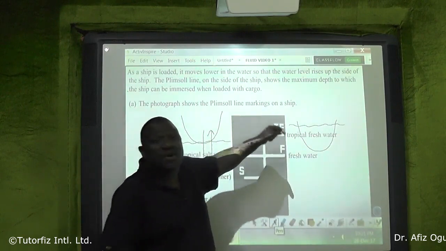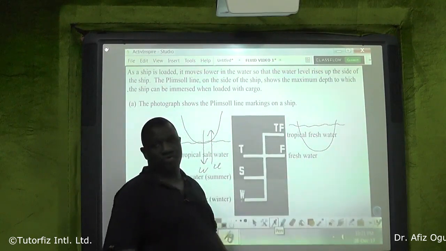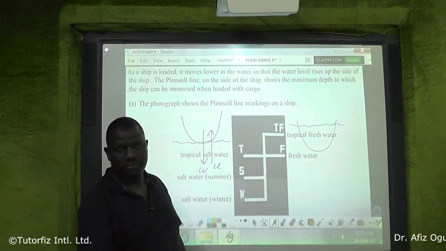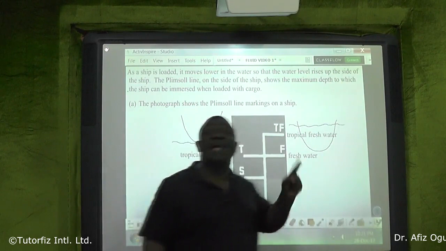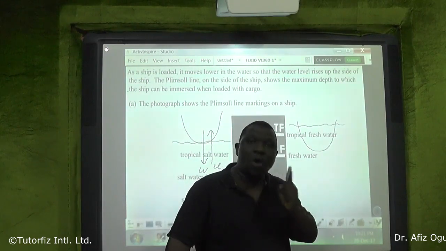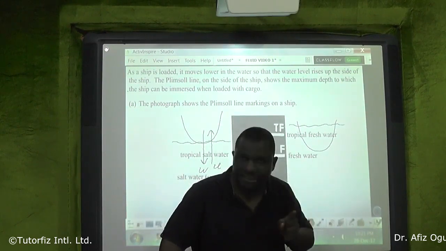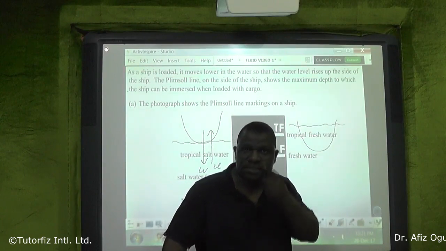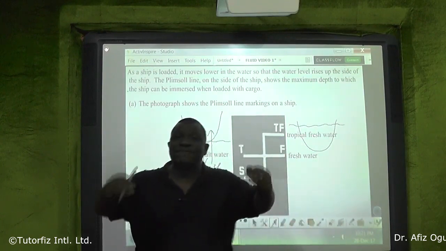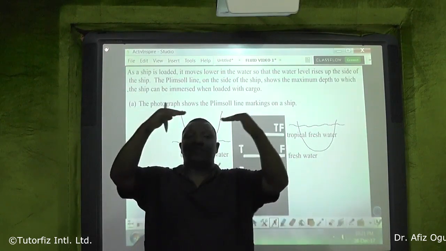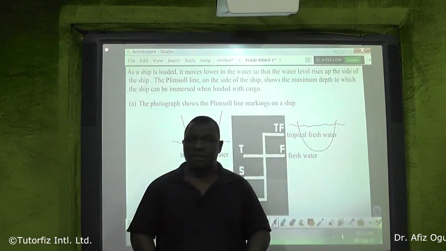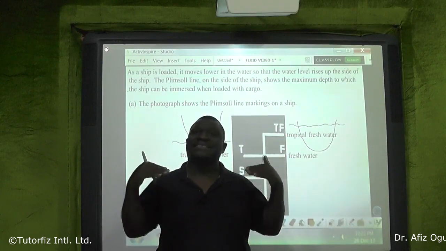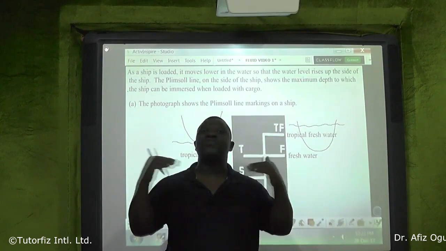at this stage also, no matter how much load you have inside, the upthrust is still equal to the weight. As far as it is floating, upthrust must be equal to weight. When I say floating, it doesn't mean it's completely out of the water. At least it is not totally immersed. Part of it is still outside, so it's floating.